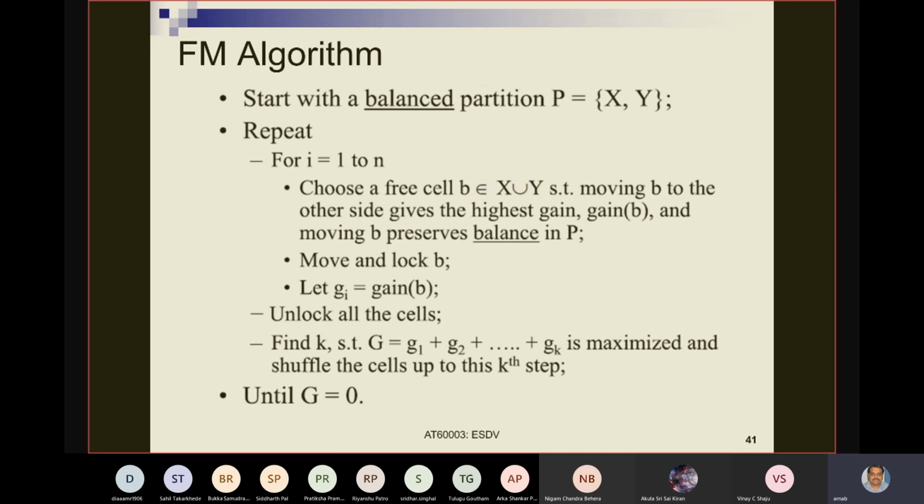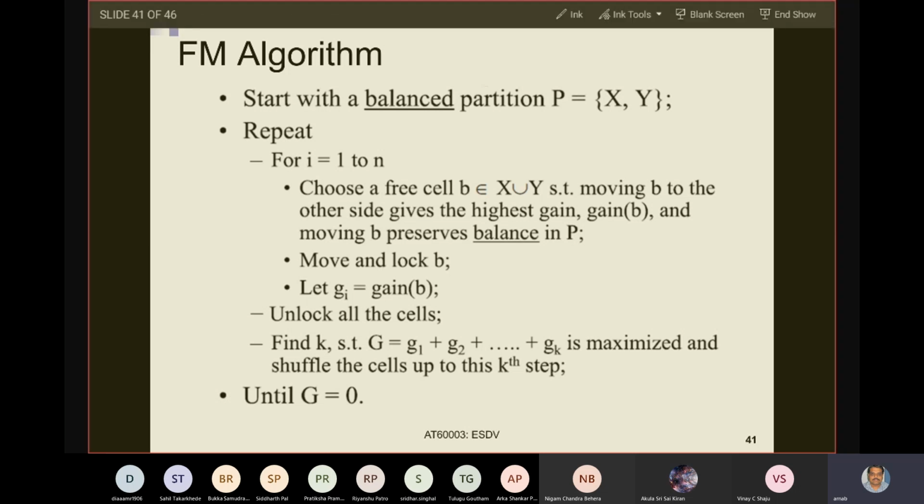So the inner repeat loop is a loop of size n. That means this is a for loop which goes from i equals 1 to n, where n is the number of tasks. So ultimately we move all tasks from one side to the other with respect to the initial partition. And then we calculate the gains with respect to each such movement, and these G_i values contain these gains. We explained all this, and we actually take up the gains of those tasks for which the capital G is highest, right? This is what we said.